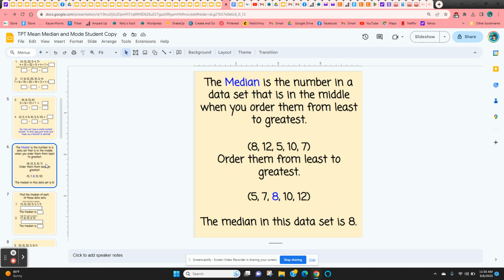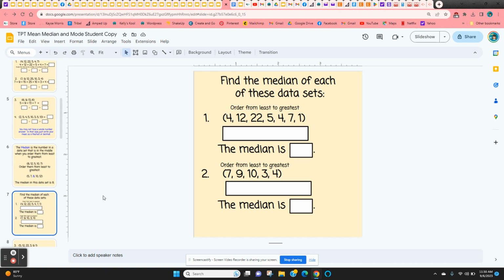Then it moves on to median. Median is the middle number when they put the numbers in order from least to greatest. So the median in this data set is 8. Students are going to be doing that on the next slide. They just have to double click here and type in the numbers in order from least to greatest. So if there are 2 4s, they're going to have to type 4 twice. And then the number in the middle, they're going to type that in.